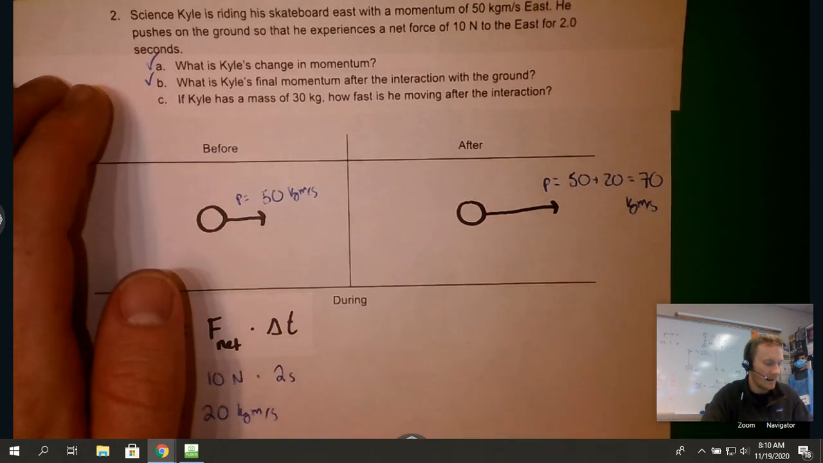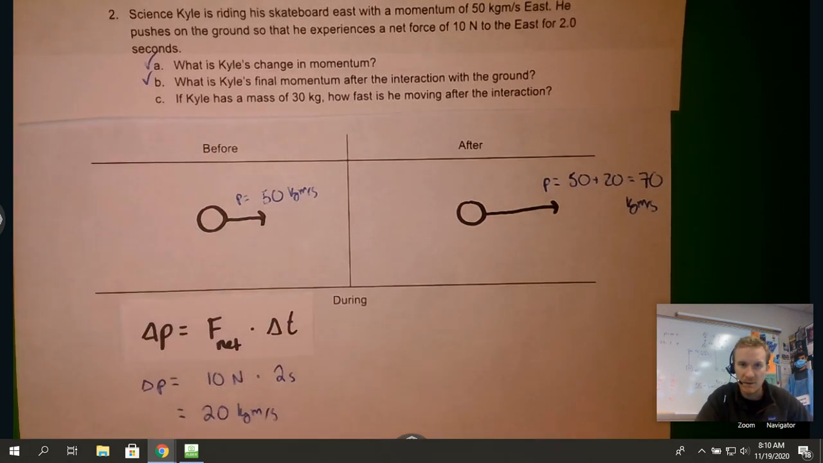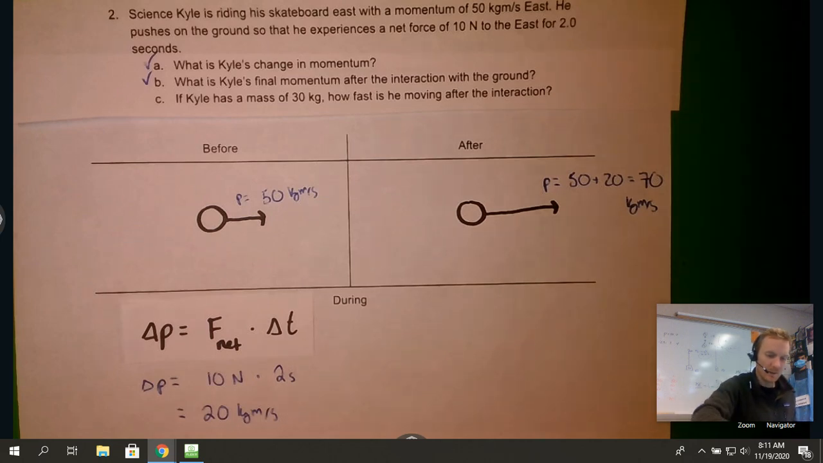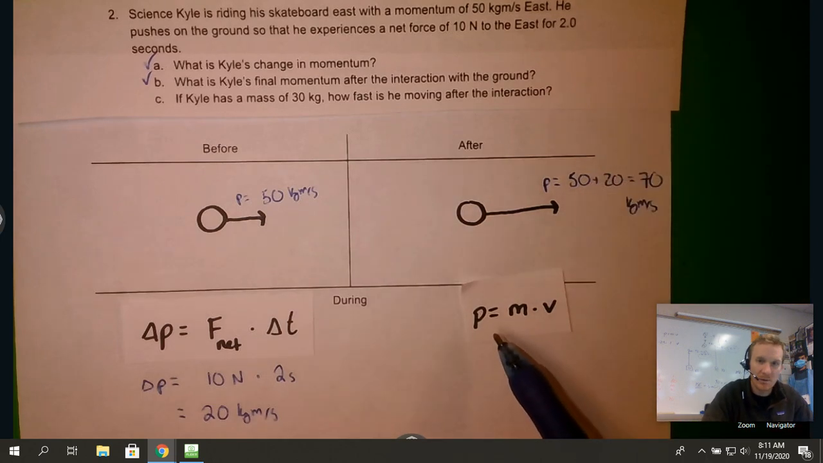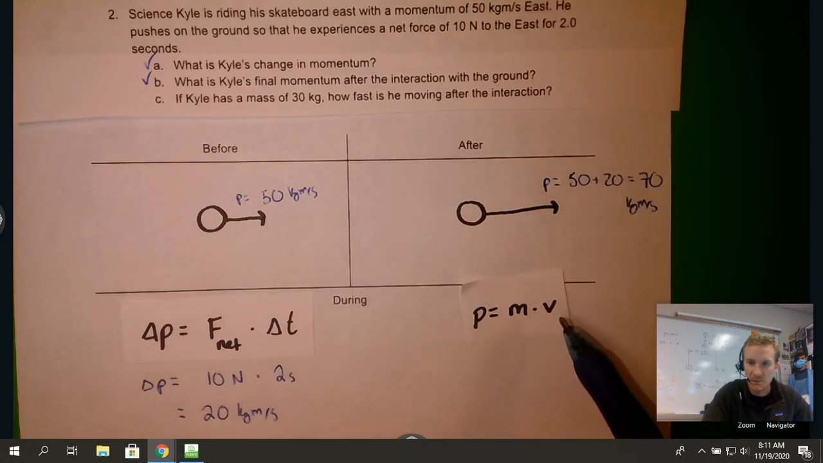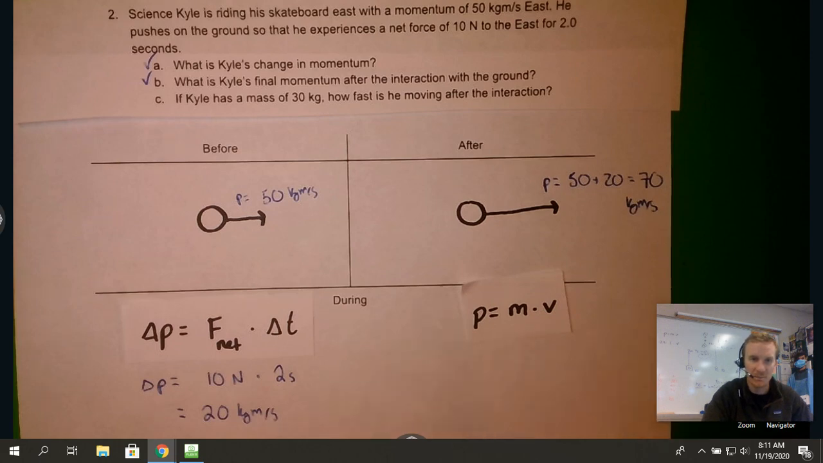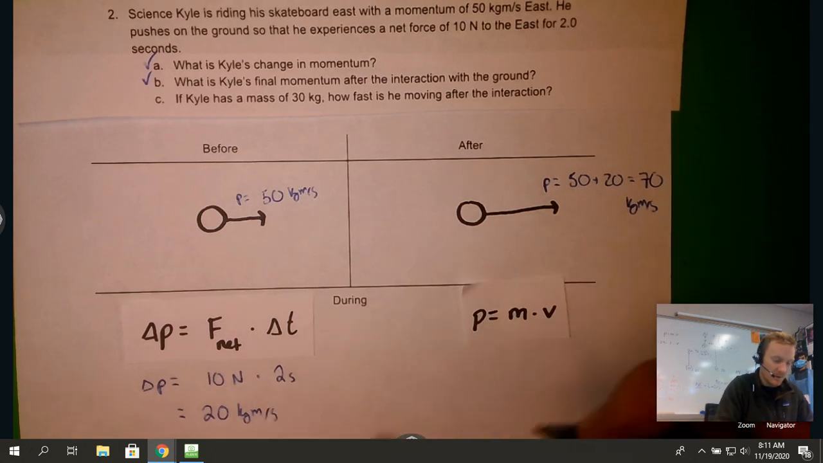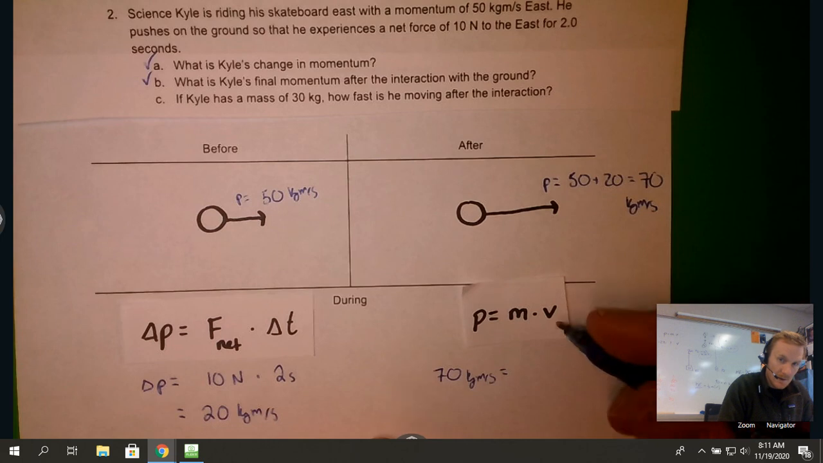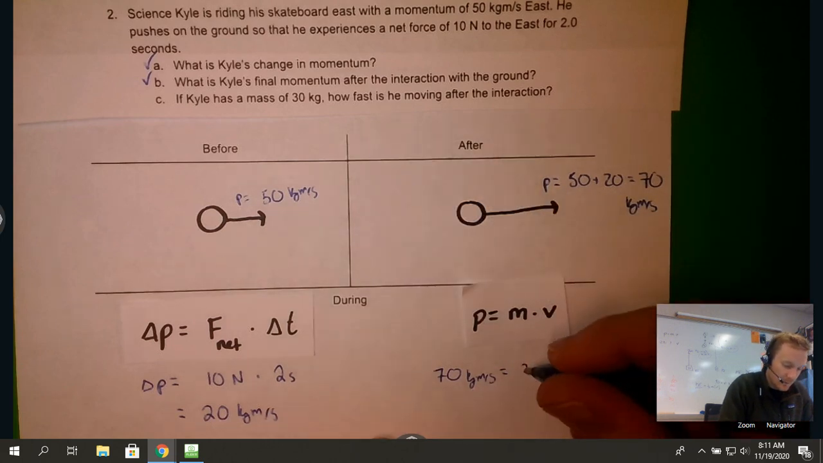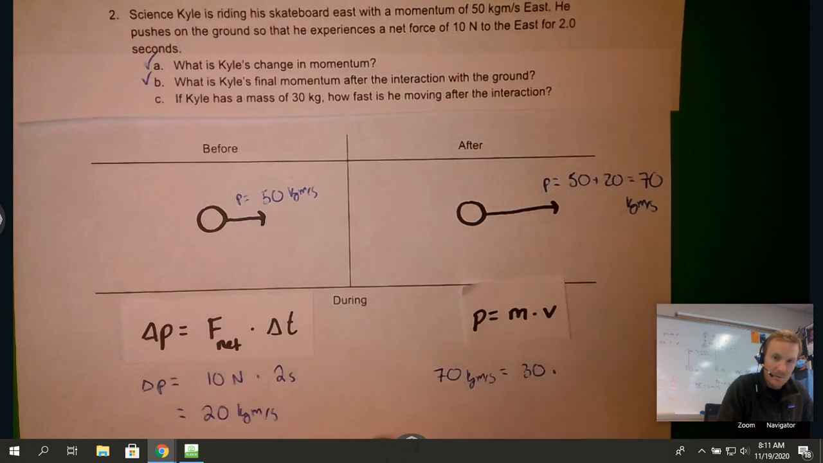Now we need to know, if Kyle has a mass of 30 kilograms, how fast is he moving after the interaction? Recall that momentum can tell us a little bit about the speed, because if we know the momentum and we know the mass, we can do a little algebra to solve for the velocity. So I'm just going to leave my space down here. I know that his final momentum was 70 kilogram meters per second. I know that his mass is 30 kilograms. And now we're just looking for his final velocity.